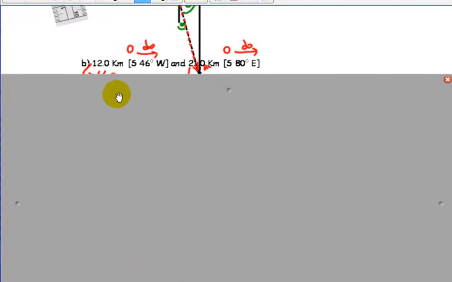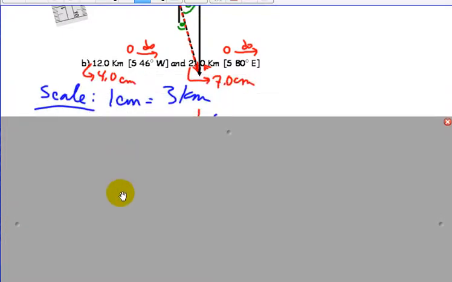So we'll take a look here. The first one's 12 kilometers south 46 west, and the second one is 21.0 kilometers south 80 degrees east. Those two numbers are divisible by 3 or 7. If you do 1 centimeter equals 3, you'll get a decent size as I indicated here. With that scale, this would be 4 centimeters to represent 12, and this would be 7 centimeters to represent 21. So that works out really nice.